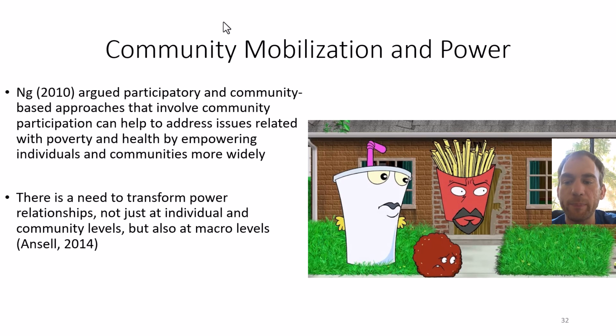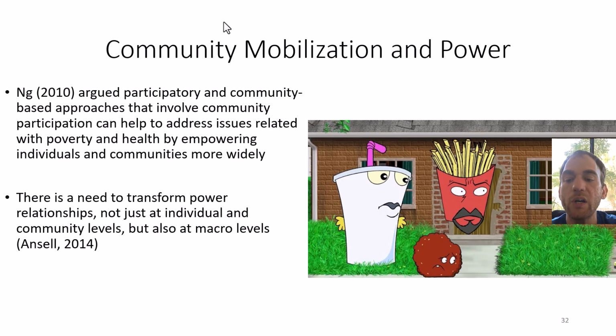Community mobilization and power. Nidge 2010 argued participatory and community-based approaches that involved community participation can help to address issues related with poverty and health by empowering individuals and communities more widely. There is a need to transfer power relationships, according to Ansel, not just at the individual and community levels, but at the macro level.